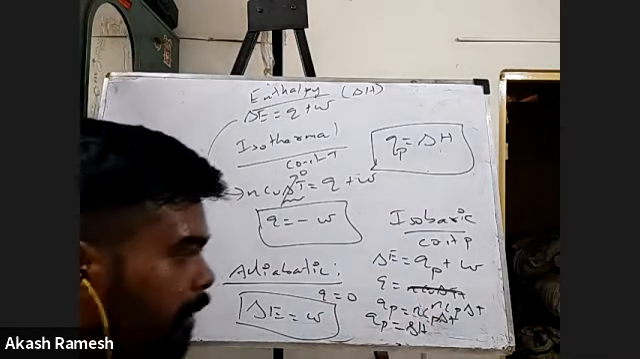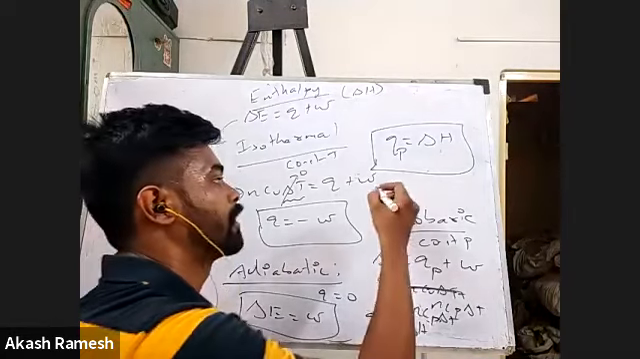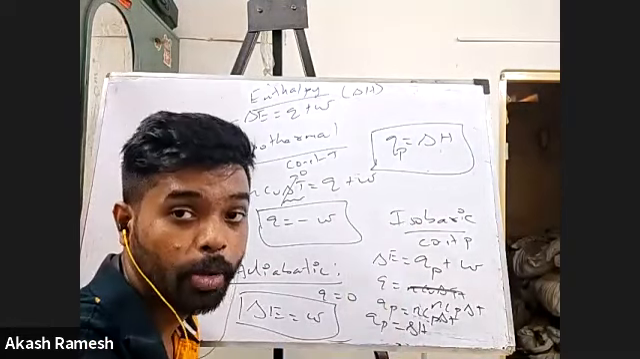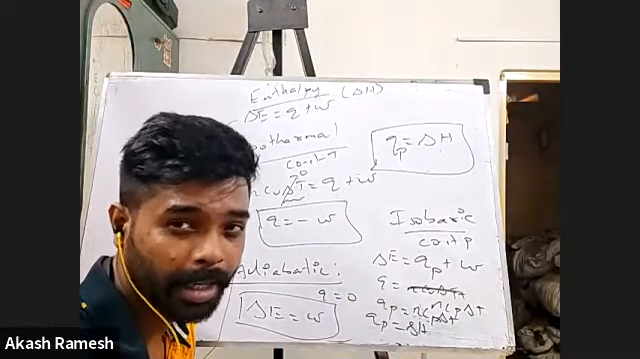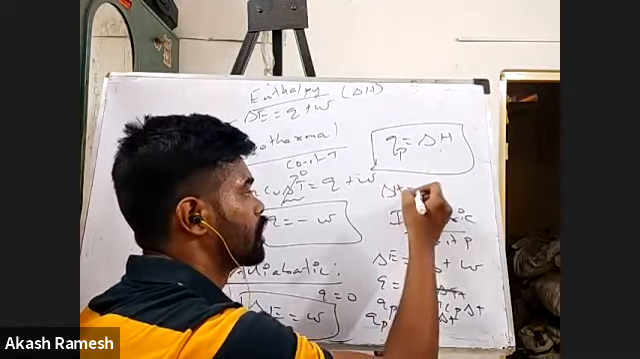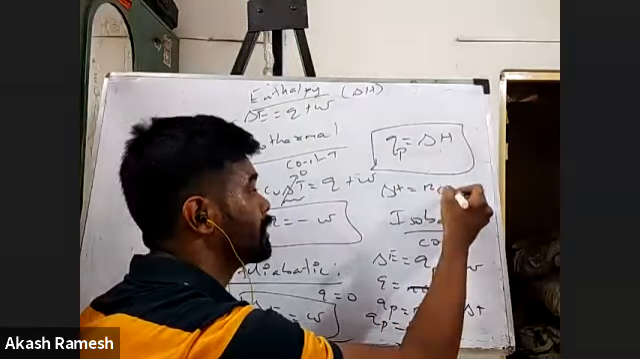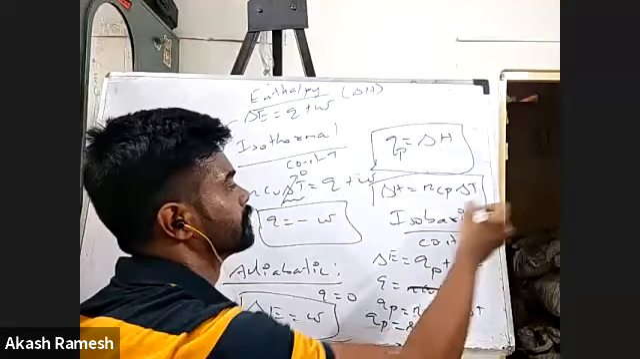QP is delta H, and QP is equal to nCp delT. So definitely I have another equation. Now I have another beautiful equation for your delta H. Delta H will be equal to nCp delT. Very, very easy.